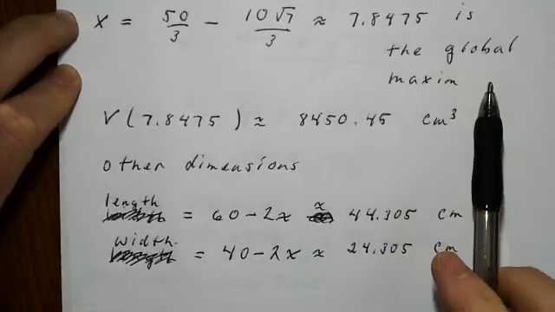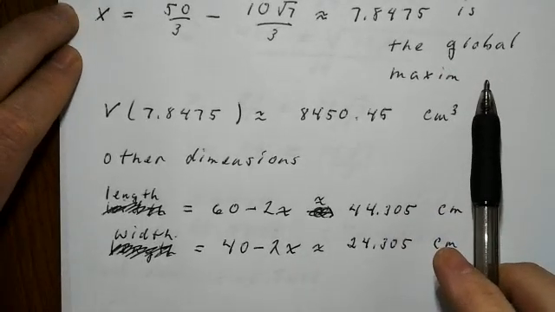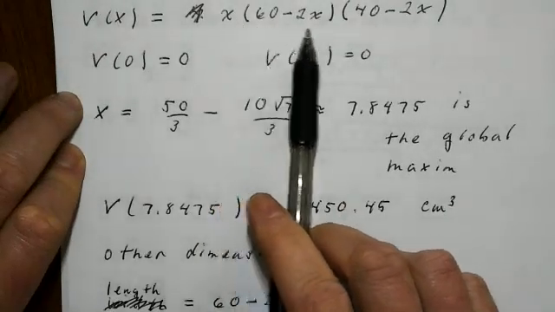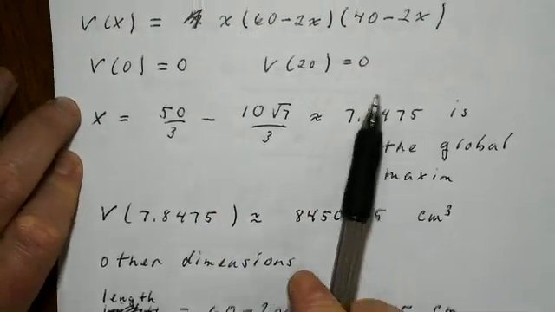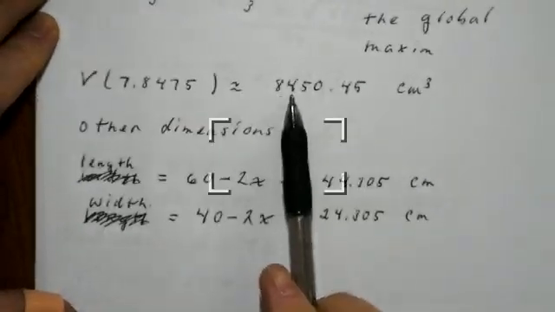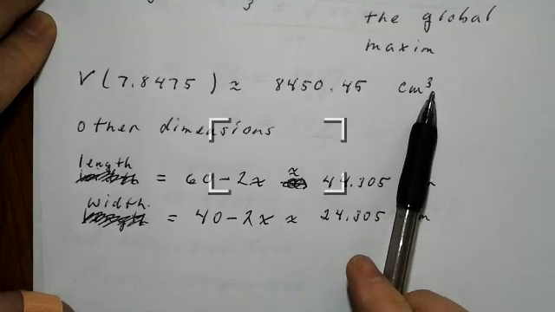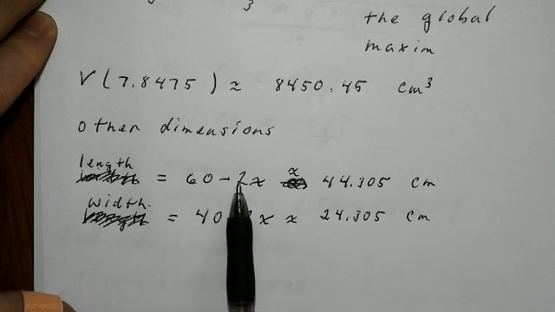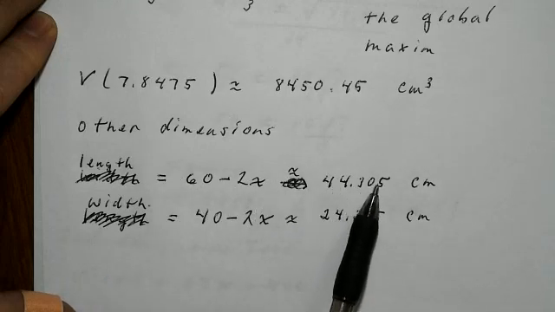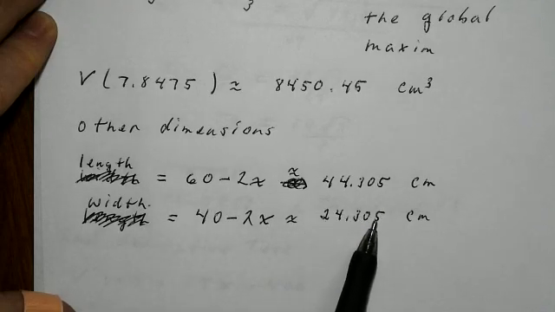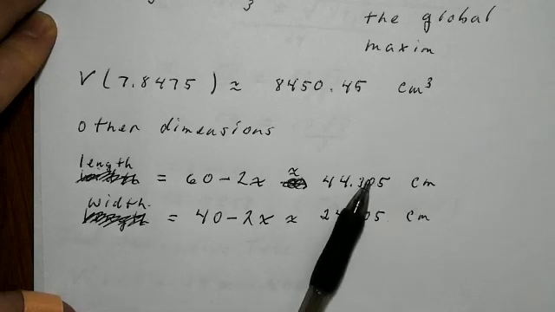Now, we need to also find the corresponding volume and the other dimensions. The volume is obtained by plugging our x value of 7.8475 into the volume formula. That works out to be about 8,450 cubic centimeters. We also need to find the other dimensions. The length is 60 minus 2x, which works out to be 44.305. The width is 40 minus 2x, which is about 24.305 centimeters.